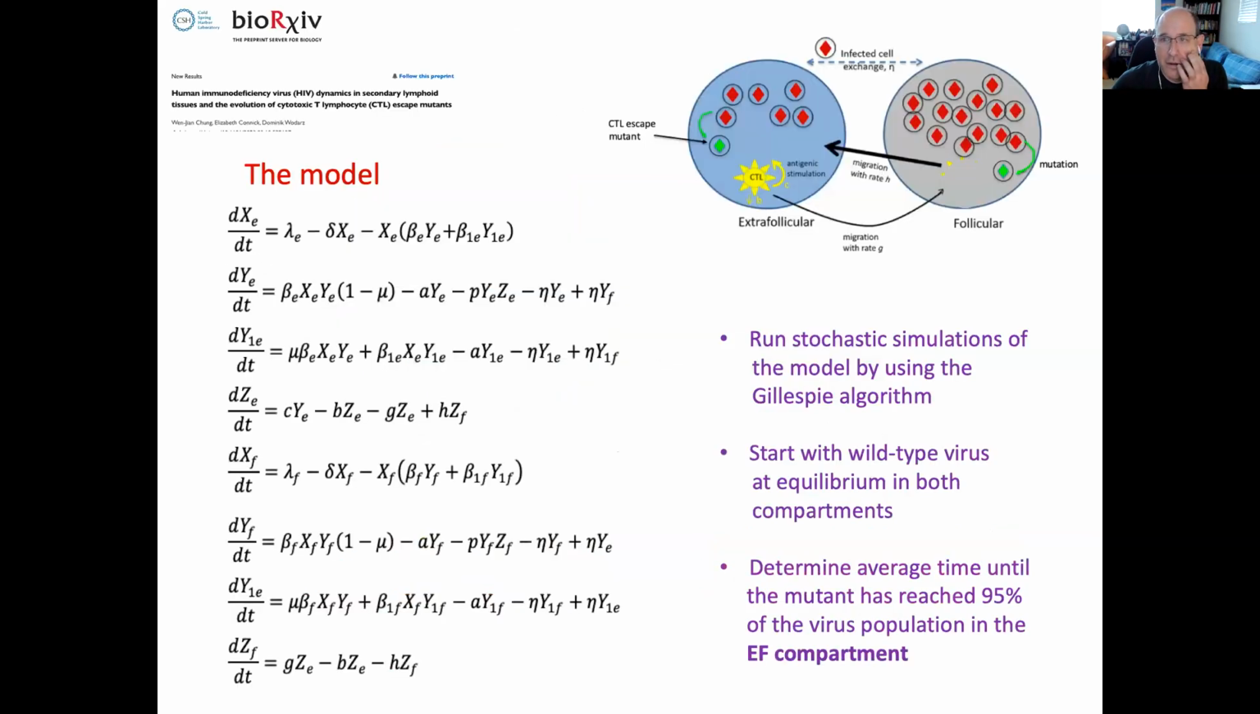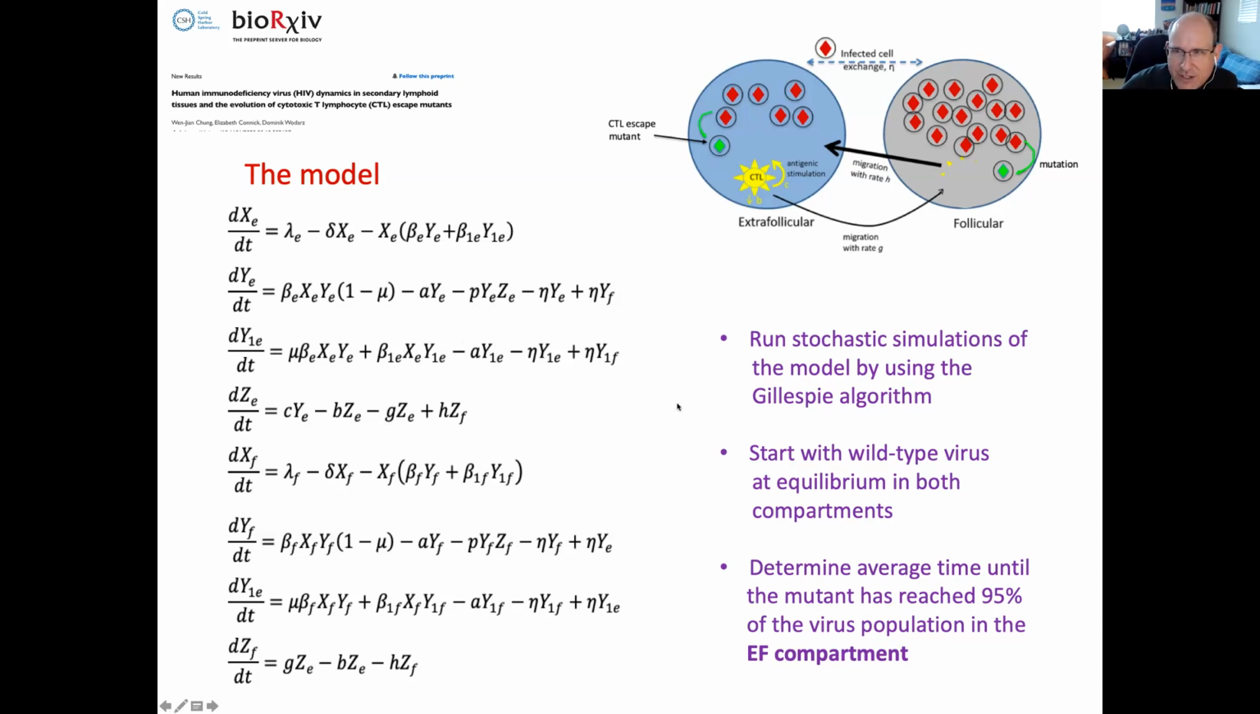And so we take a model. This is the model. I'm not going to go through the whole thing. It's expanding from the previous model, where you have dynamics in the extrafollicular compartment, E, and F is the follicular compartment. I have a mistake here. This is supposed to read F, but it doesn't matter. It's the same model as I showed you before, but we added CTL escape, so you have a mutant that is generated and that is not killed by the CTL response, and this mutant can be in both compartments.